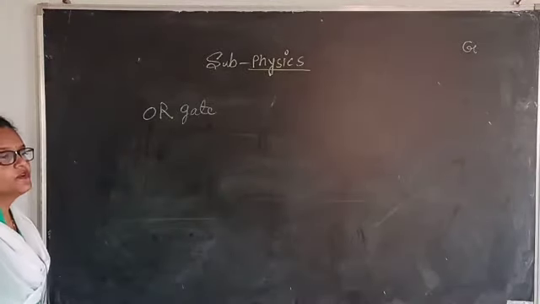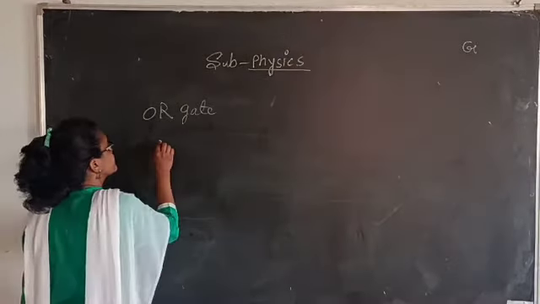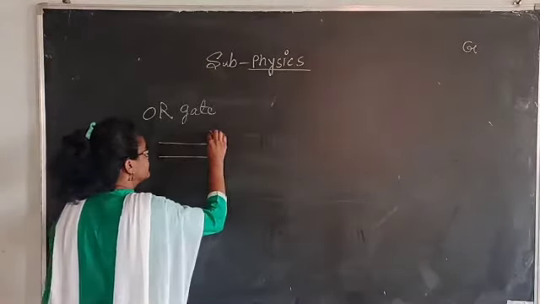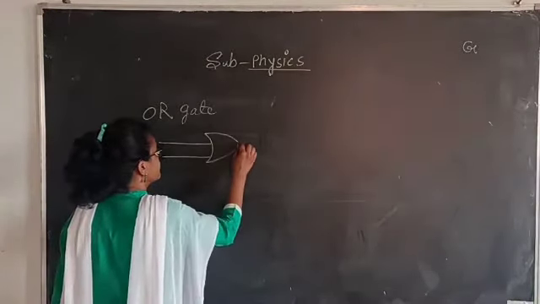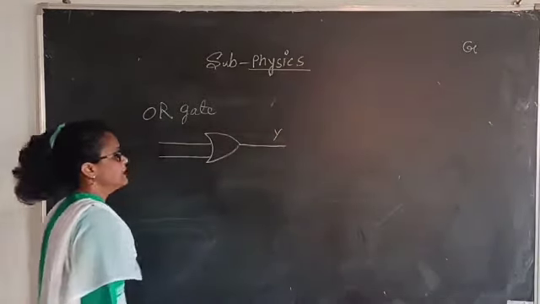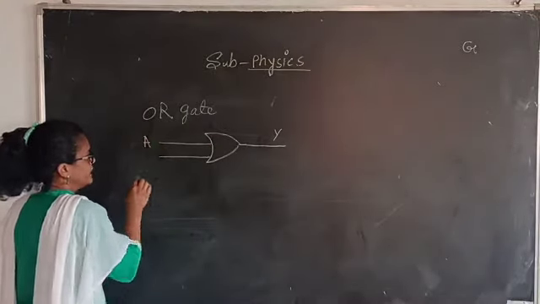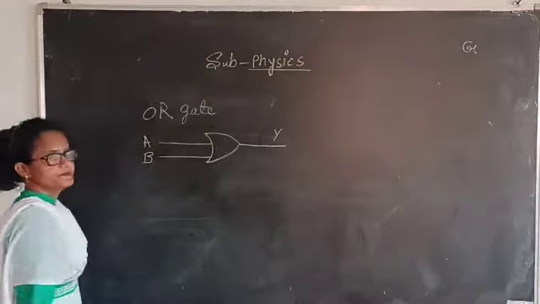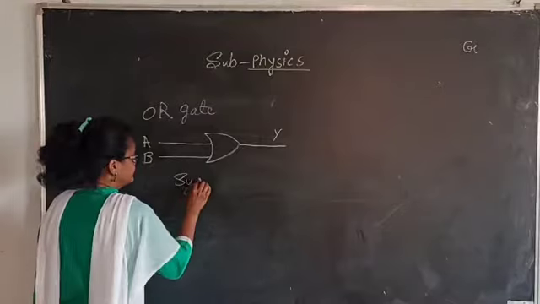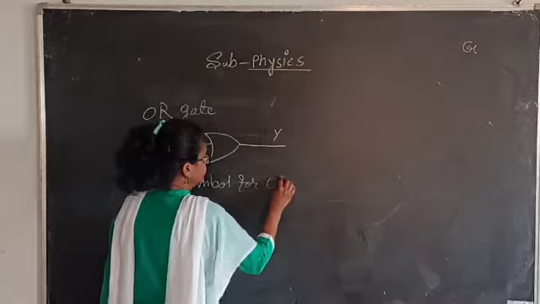First of all, we'll see the symbol for the OR gate. These are the two inputs and this is the output. The output is denoted by Y, and the two inputs are input A and input B. Okay? This is the symbol for the OR gate.